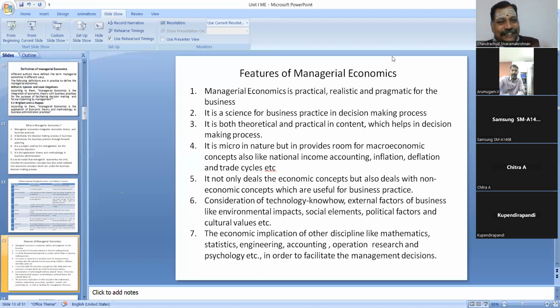So it is an economic and non-economic subject. Because it is micro in nature, it is not restricted to microeconomics. Some macroeconomics is also used because it is versatile. Apart from that, we are including technology and some environmental concepts.